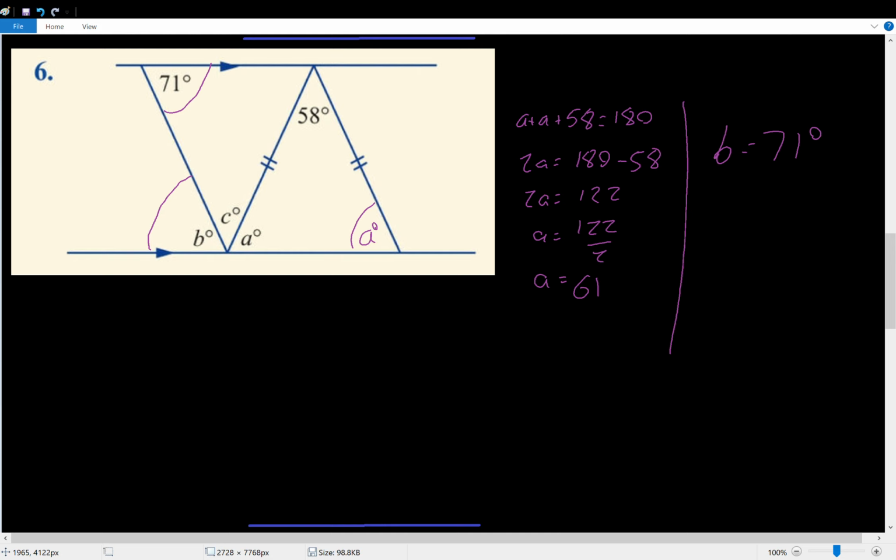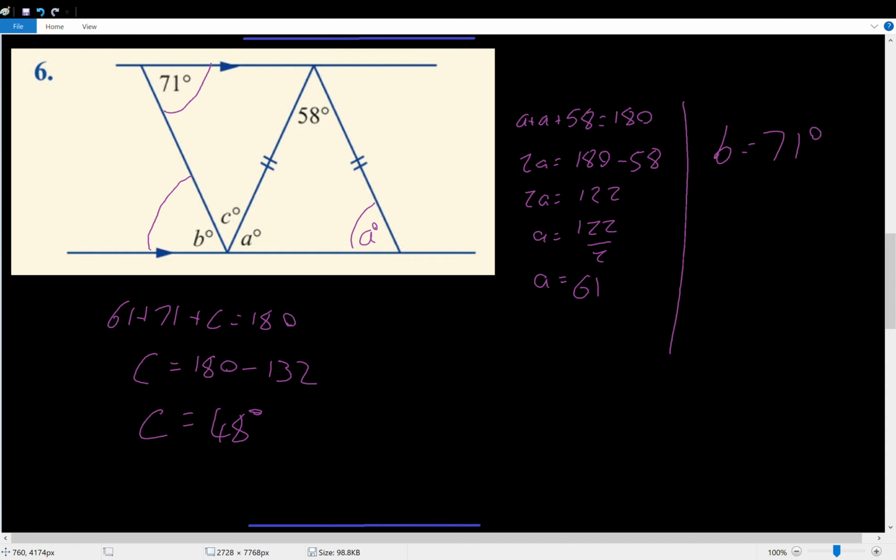And then for C, A plus B plus C has to equal 180 degrees. And we've got values for A and B. So we can say that 61 plus 71 plus C is equal to 180, like that. Which means C is going to be equal to 180 minus 132. So C is going to be equal to 48 degrees, like that. So that's how we get the measure for C.